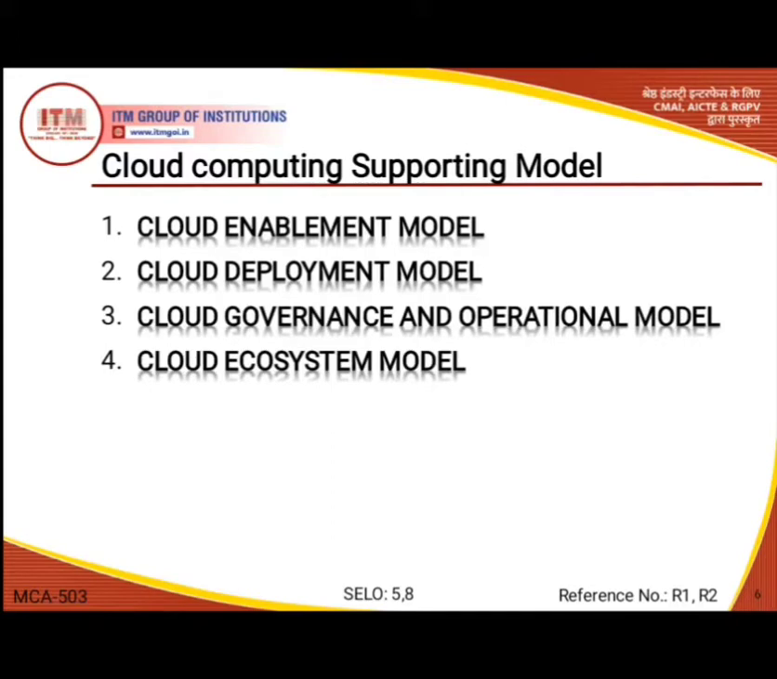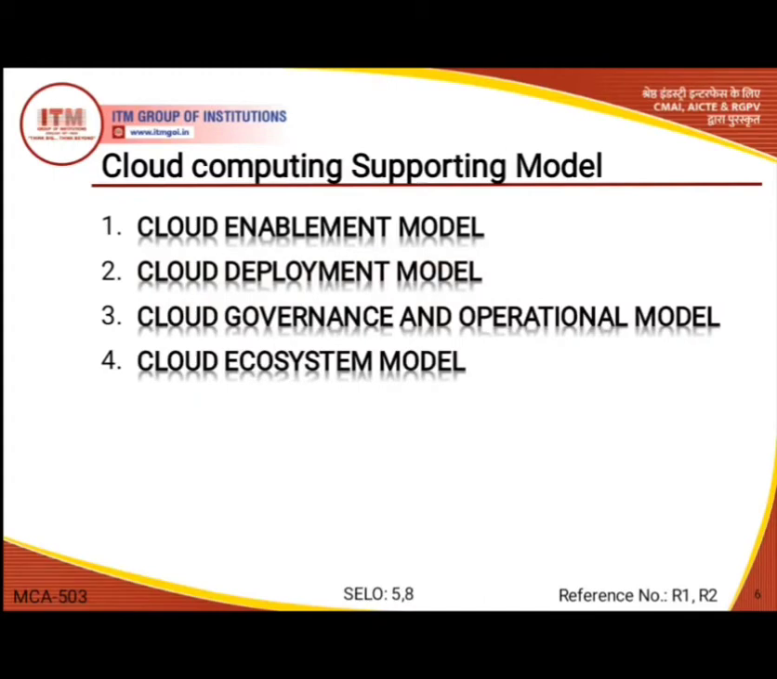Here the core of the cloud computing reference model is the cloud enablement model, and this enablement model describes the fundamental technology tiers of cloud computing capabilities which are provided by the cloud platform and cloud service providers to potential consumers of cloud enabling technologies and business capabilities. Okay, and the next one is the cloud deployment model.